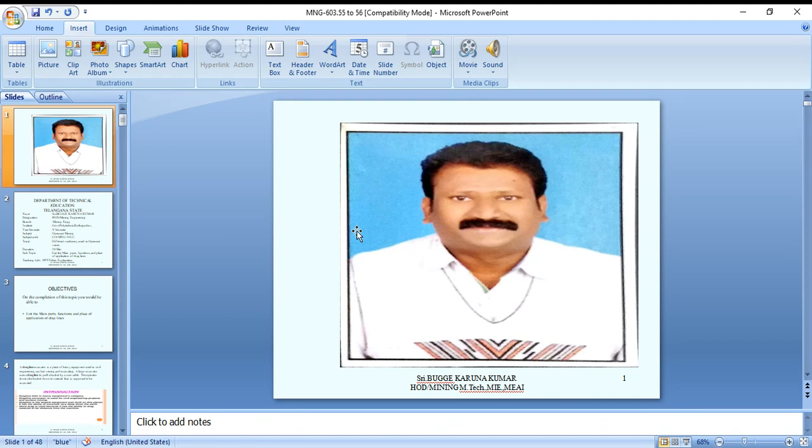Today we are going to learn mining, different types of mining machineries. In that part, the dragline is one of the important machineries used in most of the open cast mines, particularly in large open cast mines for the removal of ore and overburden. It is a special equipment you are using.